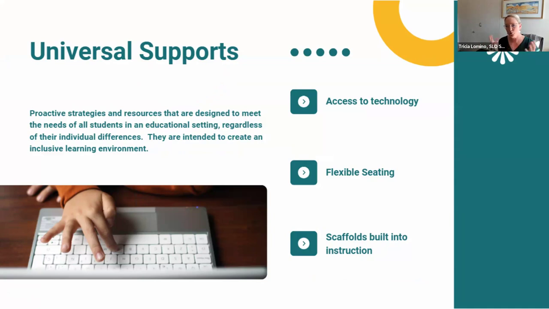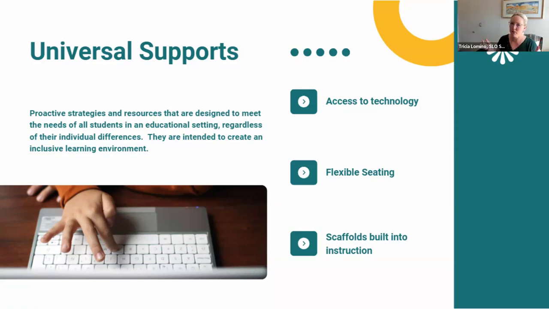So, universal support. Over the years in education, we're doing a better job of recognizing that all students learn uniquely. So how can we build proactive strategies and resources into our classrooms so that all students can access the information? Some teachers do a better job of this than others, and I fully recognize and am aware of that. But we talk a lot in our teacher performance standards about how teachers and educators are building all of these things into our classroom so all students can be successful.